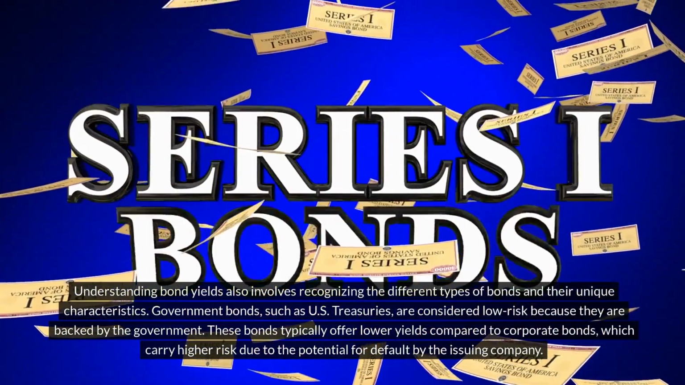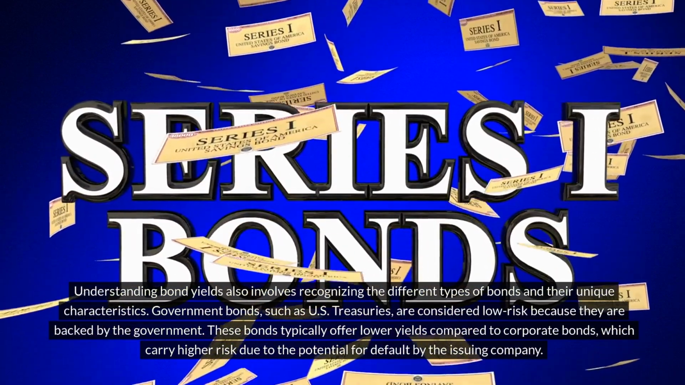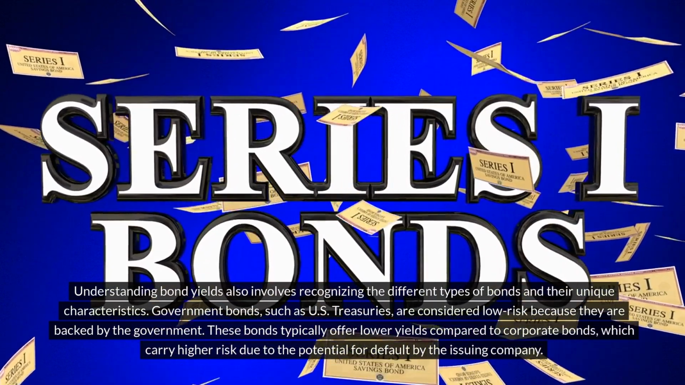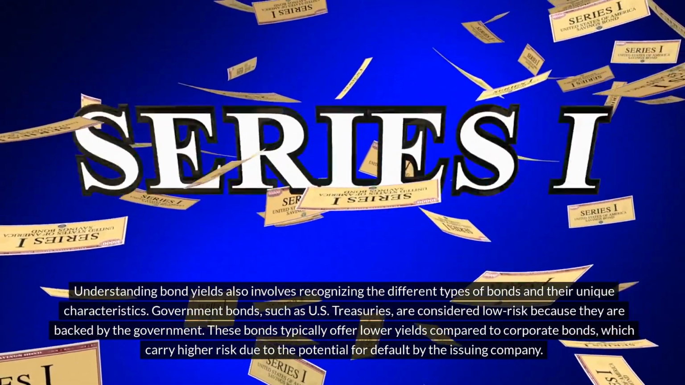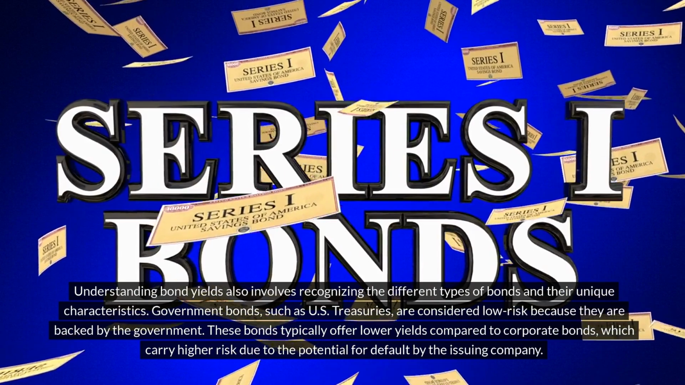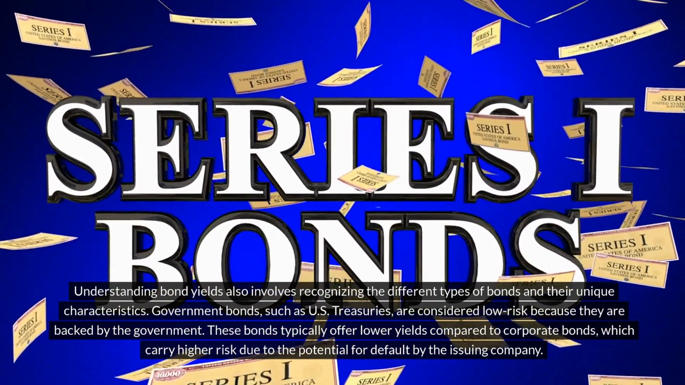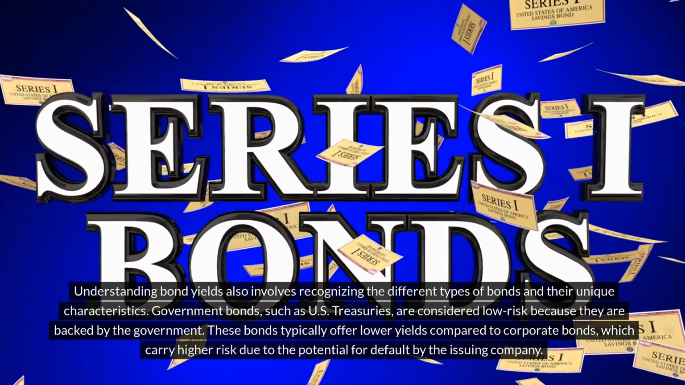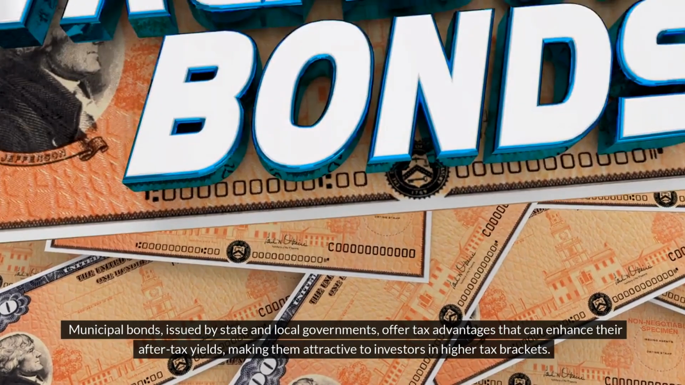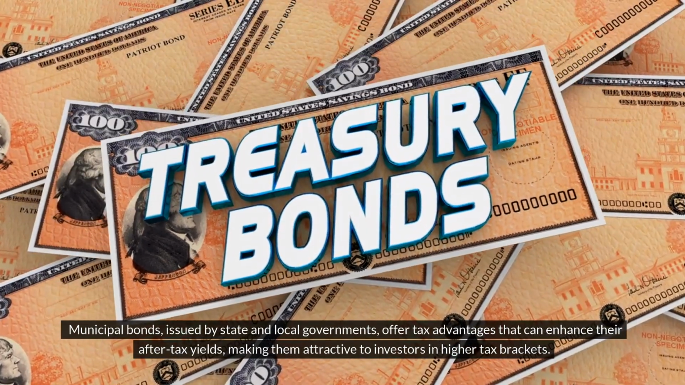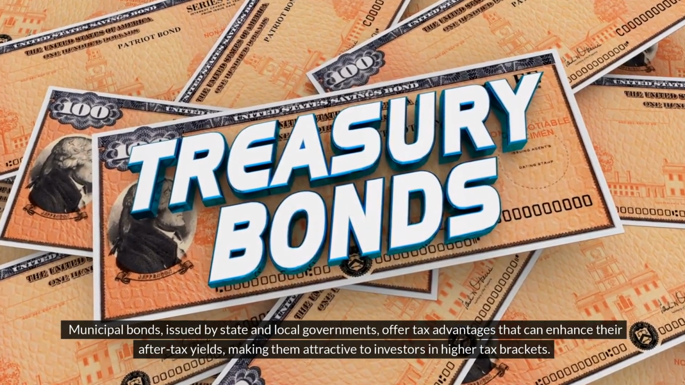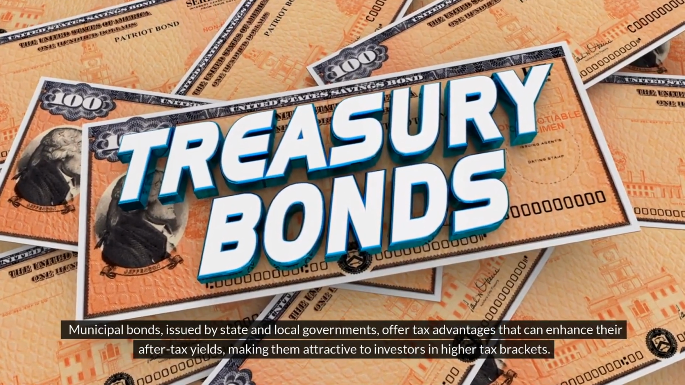Understanding bond yields also involves recognizing the different types of bonds and their unique characteristics. Government bonds, such as U.S. Treasuries, are considered low risk because they are backed by the government. These bonds typically offer lower yields compared to corporate bonds, which carry higher risk due to the potential for default by the issuing company. Municipal bonds, issued by state and local governments, offer tax advantages that can enhance their after-tax yields, making them attractive to investors in higher tax brackets.